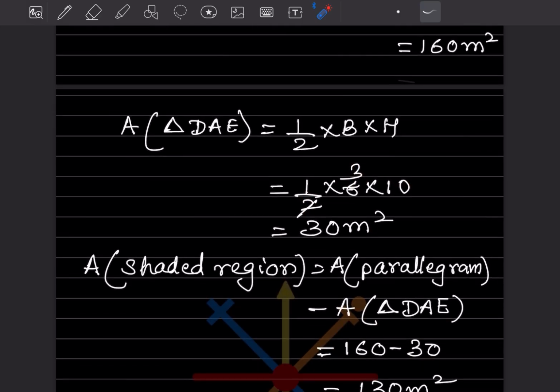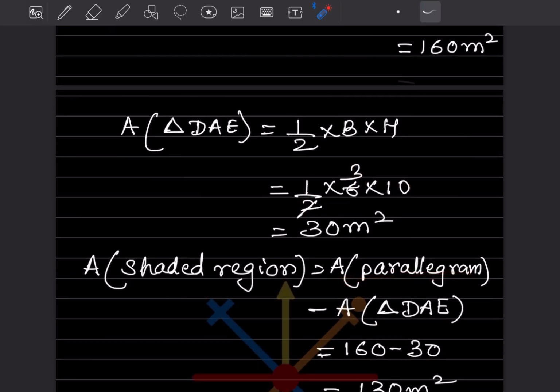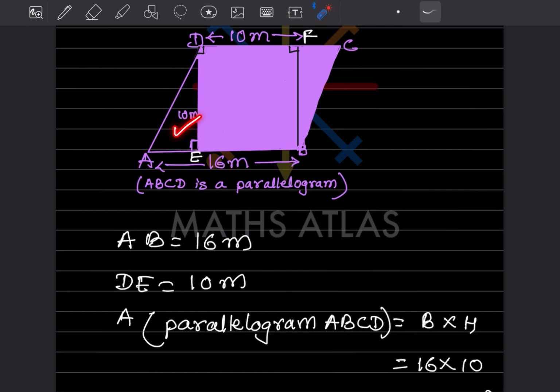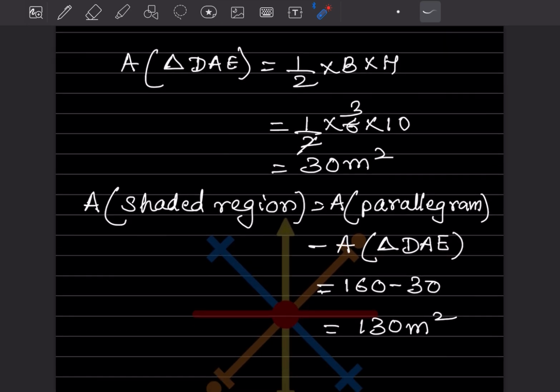So the area of the shaded region is the area of this parallelogram minus this triangle. Whatever we get is the area of the shaded part, that is 130 meter square.